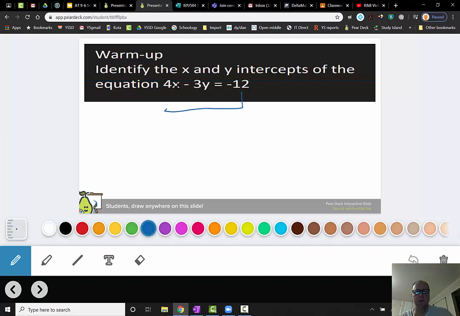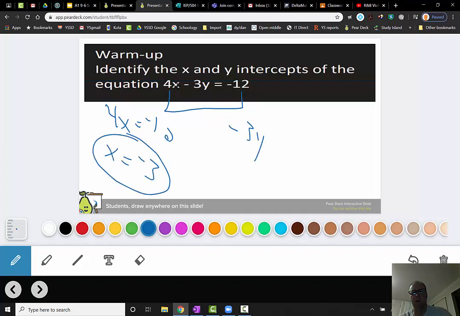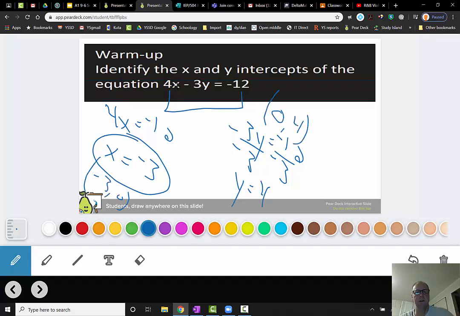So remember, if we're going to do that, we're going to say 4x equals negative 12, so x is negative 3. When we divide, negative 3y equals negative 12 divided by negative 3. So y is 4, so that would be 0 with 4 over here. This is negative 3 with 0, as we try and find those intercepts. Right? Always paired up with zeros. That'll happen all the time.